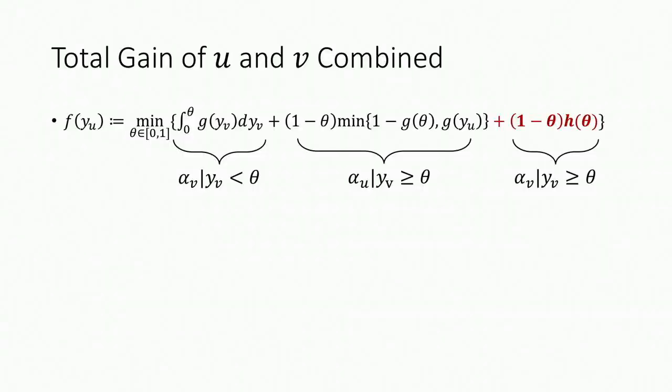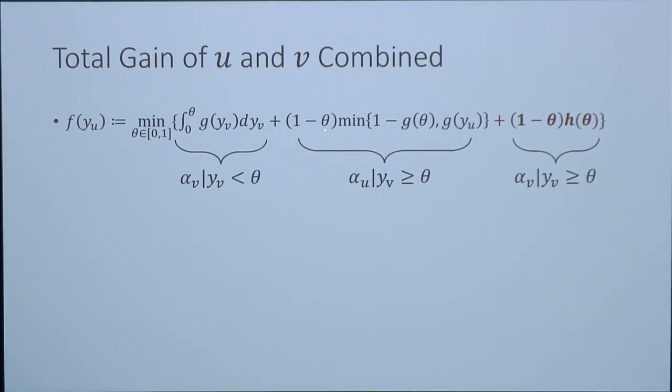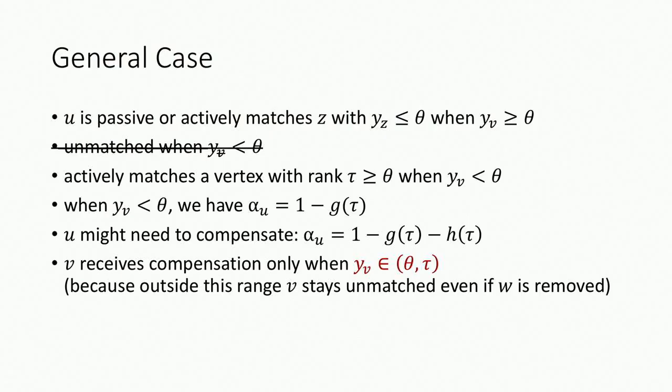So the actual bound will look a bit uglier, but this is the bound for the typical case that we assume. The first term is just like the old days: from 0 to theta, I get the passive gain for V. The second one is the old gain for U, except that I need to multiply by 1 minus theta, because only in this interval can I truly have that bound. And finally, I have the extra gain from the compensation.